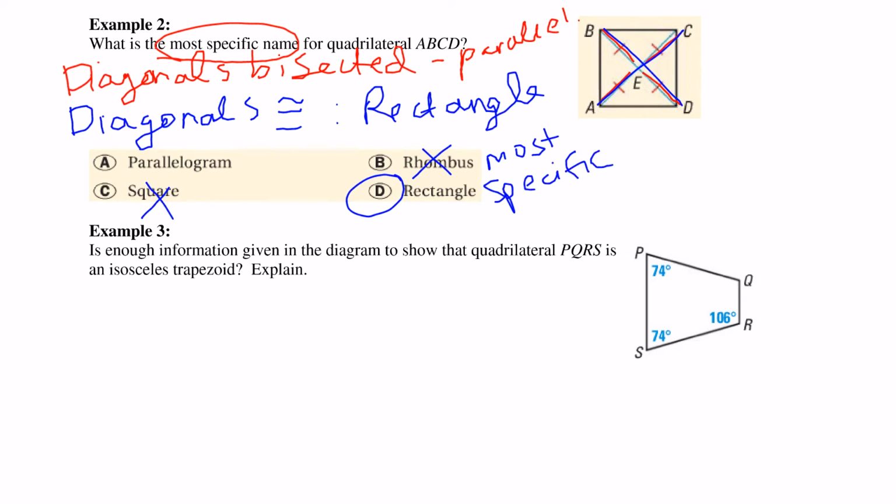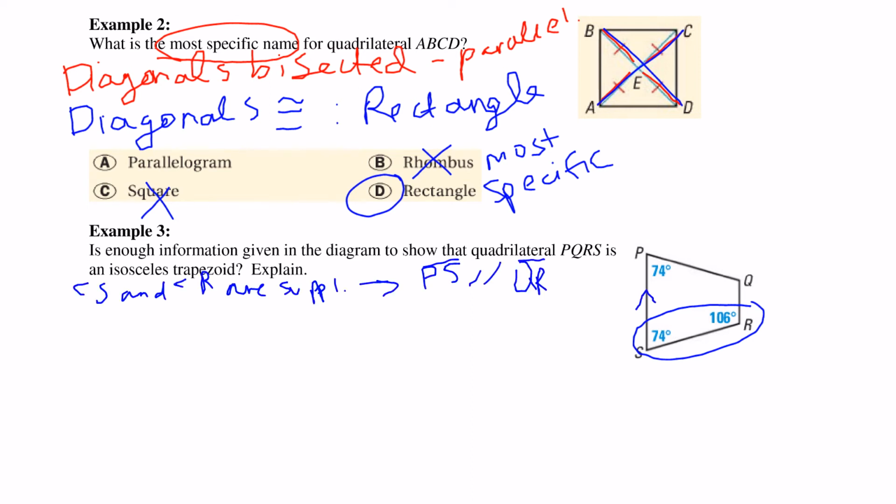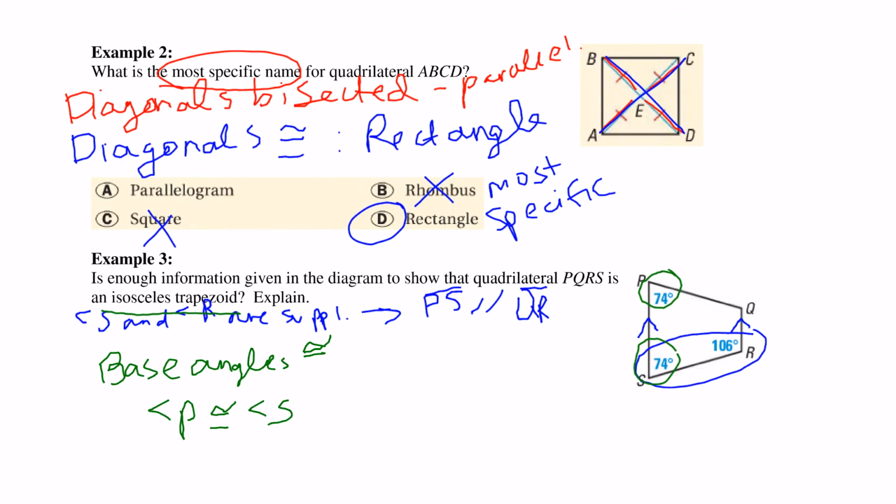For example 3, we have to check to see if it's an isosceles trapezoid. First off, we need to check for supplementary angles, and that would be angle S and angle R. This tells us that side PS is parallel to QR, so we know it is a trapezoid. Next, to see if it's an isosceles trapezoid specifically, we need a pair of base angles that are congruent. And we do have this with angle P and angle S, so yes, it is an isosceles trapezoid.